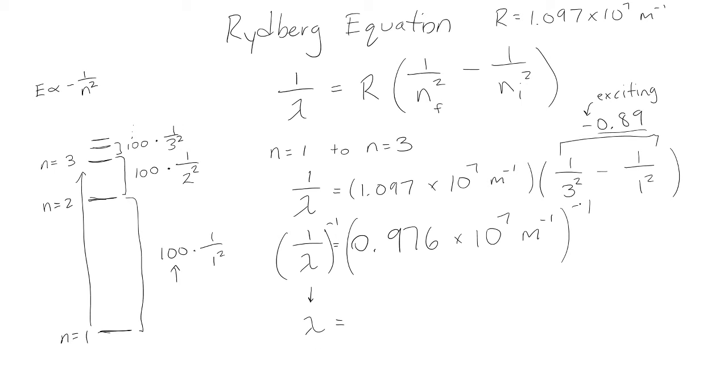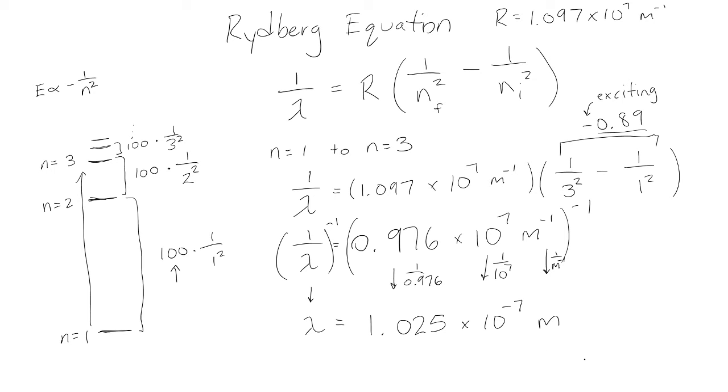That's going to equal, since this is all a multiplication problem, we can split the negative 1, this inverse operator, to each of the terms. So 1 over 0.976. If we do that calculation, 1 divided by 0.976, we get 1.025. If we take 1 over 10 to the 7th, that's just going to be 10 to the negative 7th. If we take 1 over inverse meters, the inverse and inverse cancel out, and so we're left with meters.